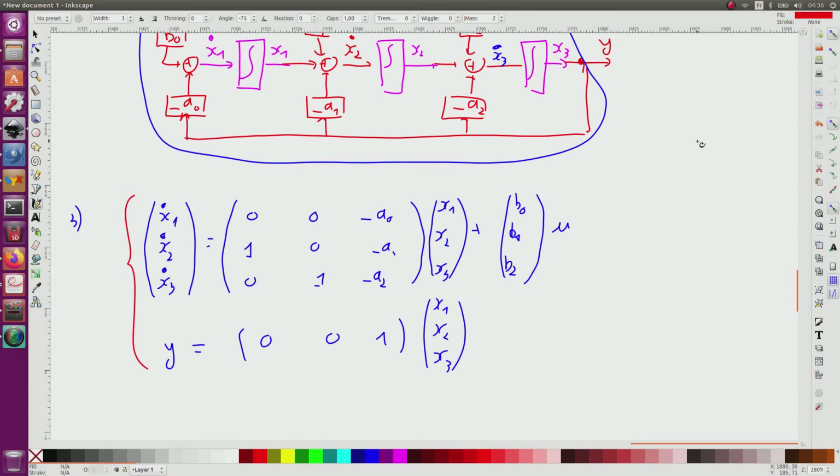So I was able, from the differential equation, to get a state equation which is of a specific form, which is called a canonical observation form.